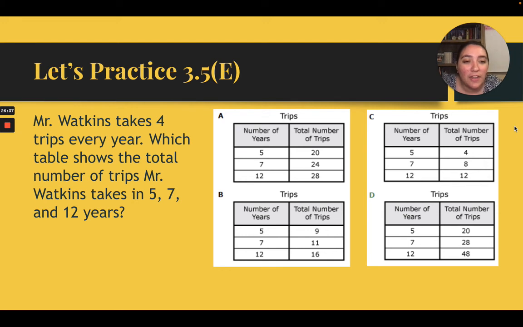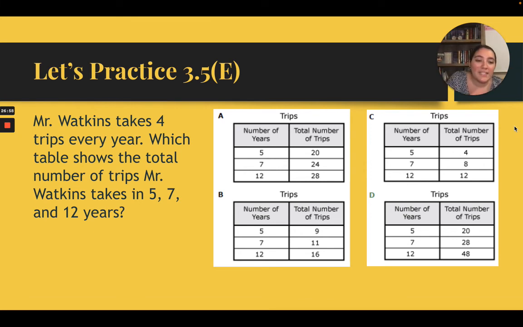No, because we need to look at the other answer choices. B says 5 to 9. We're multiplying, not adding. So we can get rid of B. I'm looking at C, 5, 4. Nope, that doesn't match up. But then I got D over here, 5 and 20. All right, so both of them say 5 and 20. So now I need to figure out what's next.